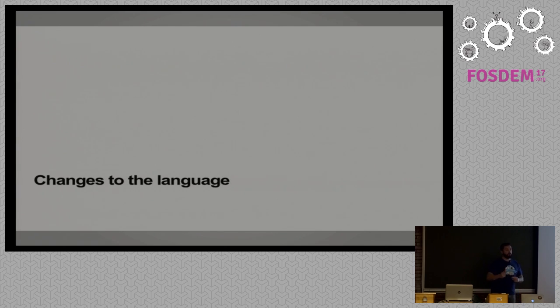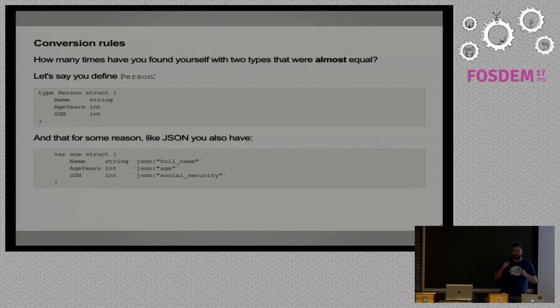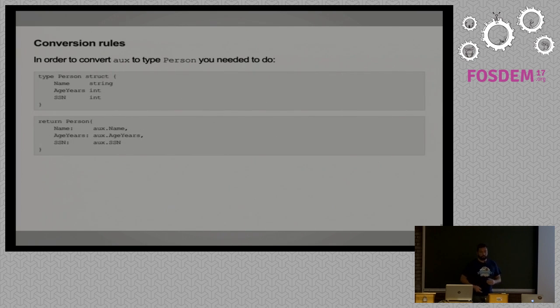So changes to the language. There's only one, but I really like it. I don't know how many of you have written code like this, where you have maybe type person that has those 3 fields, name, years, and social security number, and you want to parse that from a JSON object. And the JSON contains different fields, so you define those struct tags. That's what you call them. And then you're like, oh, I want to return those values, the aux, but as a person. I want to do a conversion there. So you do this, right? And that is not my favorite piece of Go code.